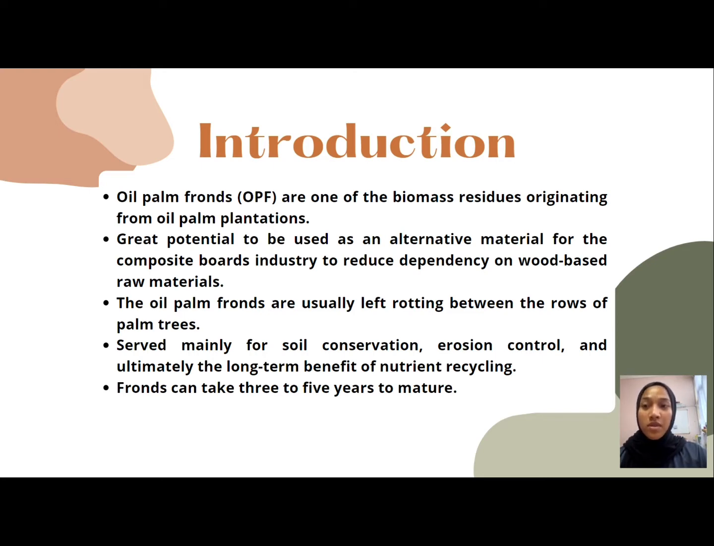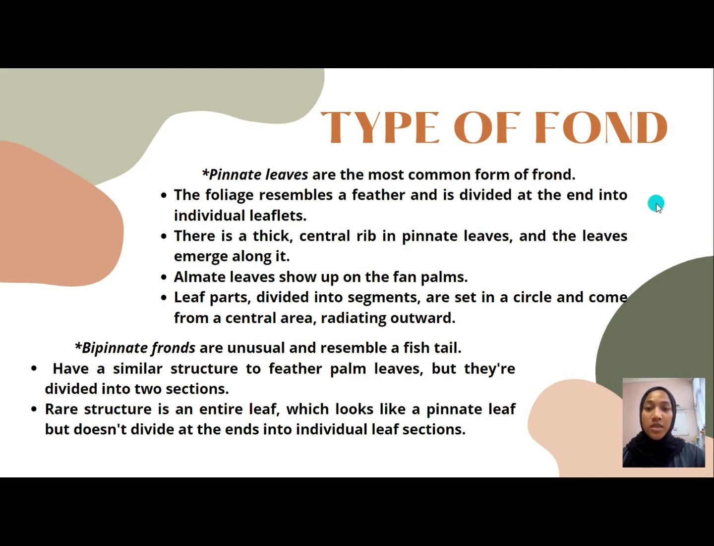The oil palm fronds are usually left rotting between the rows of the oil palm trees, and they serve mainly for soil conservation, erosion control, and ultimately the long-term benefit of natural recycling. The fronds take between 3 to 5 years to mature. Of the several types of fronds, pinnate leaves are the most common form.